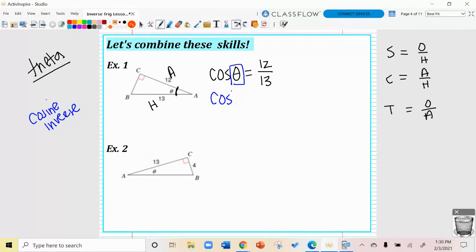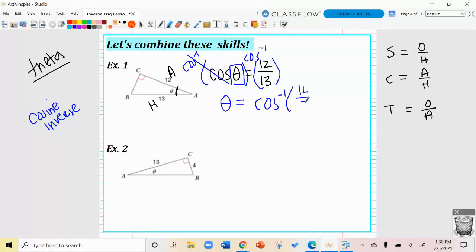I'm going to back up for a second. So I'm going to take the cosine inverse. It's a -1, and the cosine inverse, there you go. When that happens, if I do the cosine inverse and the cosine, they cancel out and I'm just left with theta. So theta equals the cosine inverse of 12 over 13. It's how I'm getting inside there. I'm using the inverse operation.